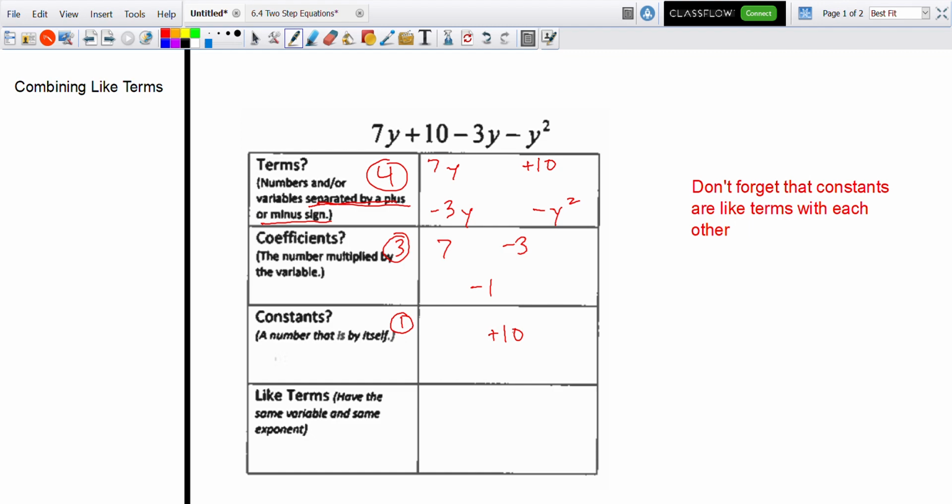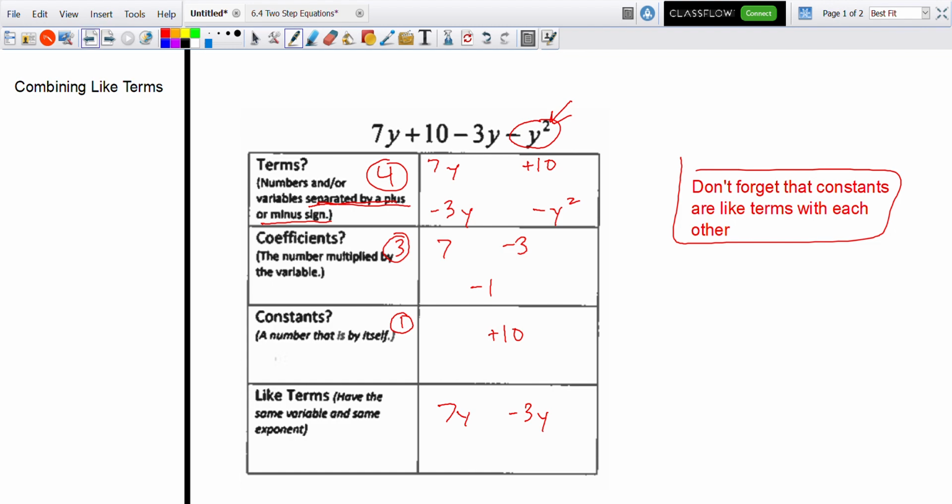Our like terms are the ones that have the same variable to the same exponent. So the like terms in this one are the 7y and the minus 3y, because they're both a y variable to the power of 1, the same exponent. We can't combine it with the y squared because of the different exponents there. So the y squared is by itself. And don't forget, if there were more constants here, constants are also like terms with each other.